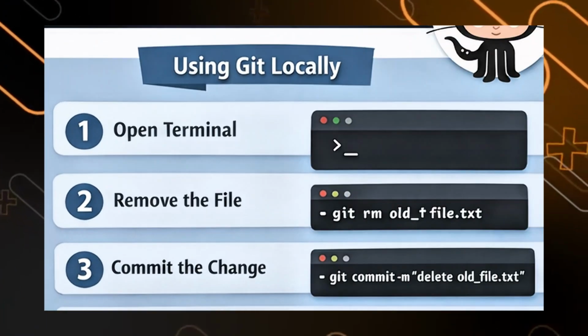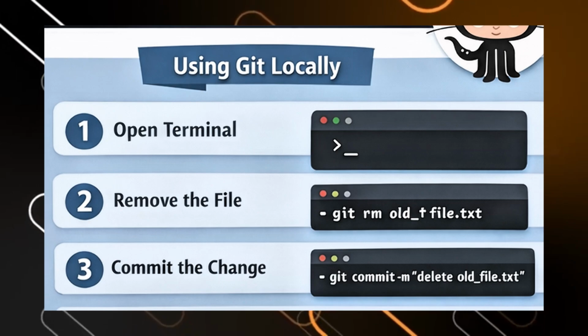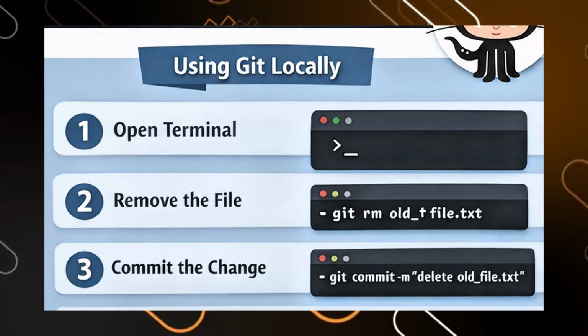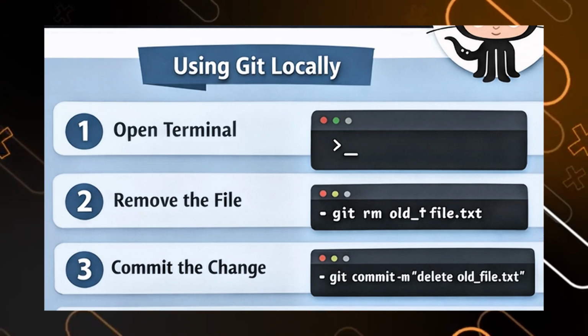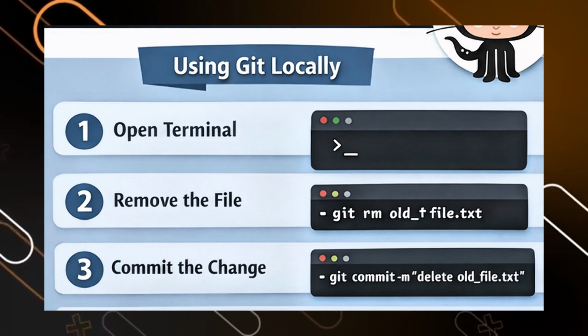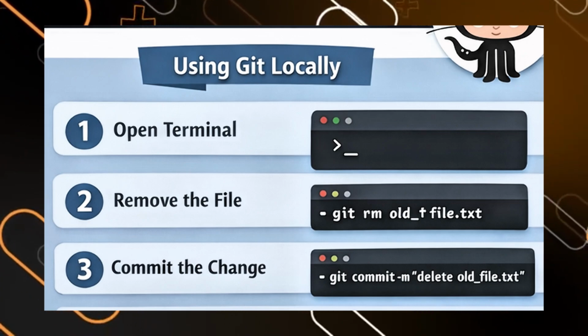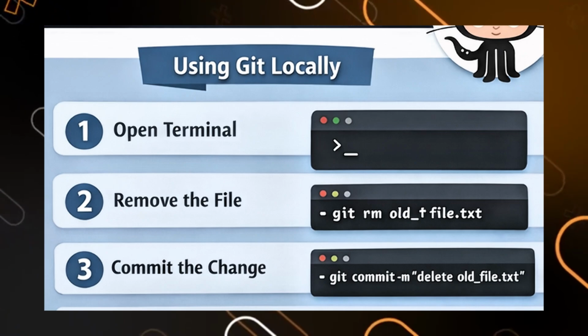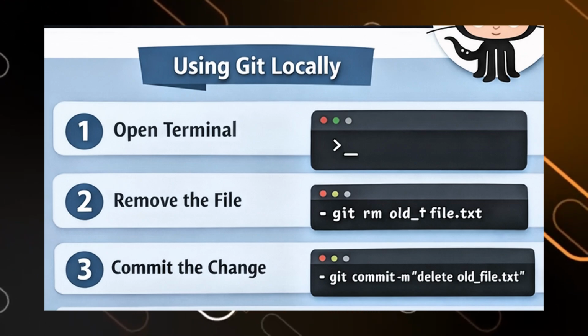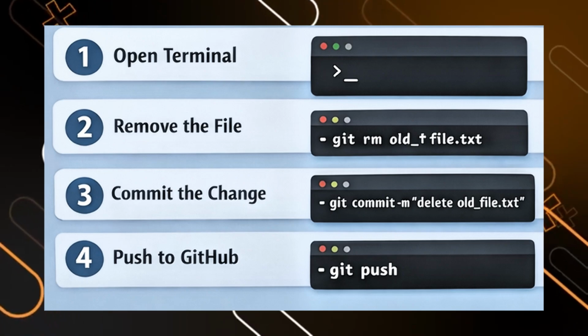If you're working locally with Git, the process is just as easy. Open your terminal and navigate to your local repository folder. Run git rm file name for the file you want to remove. Then commit the change with git commit -m "delete file name" and push it back to GitHub using git push.